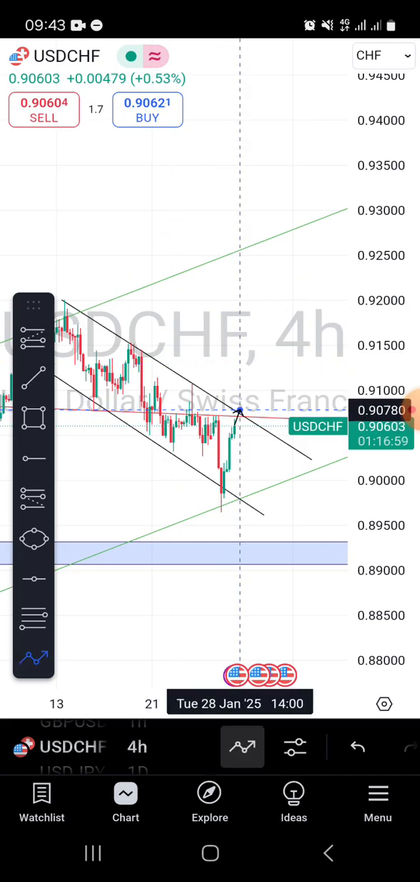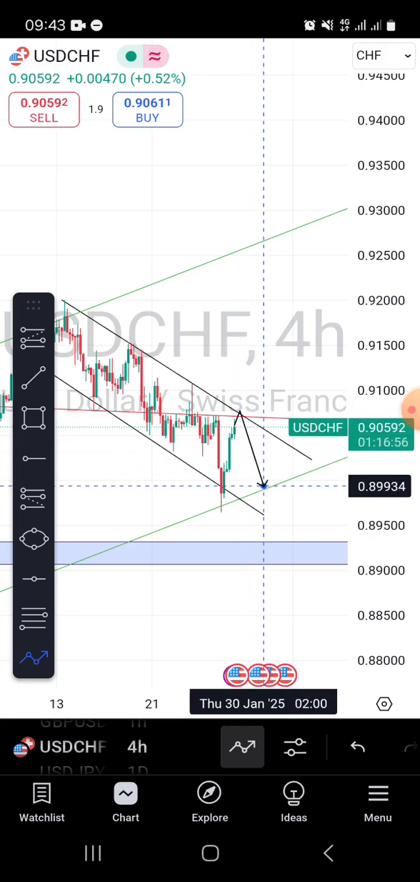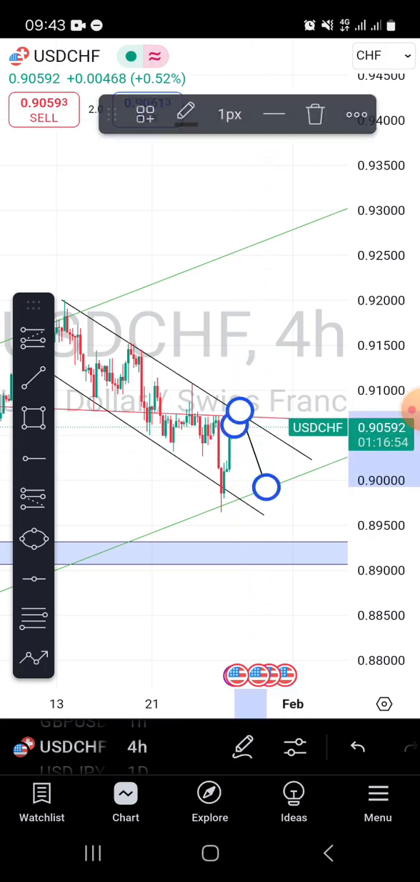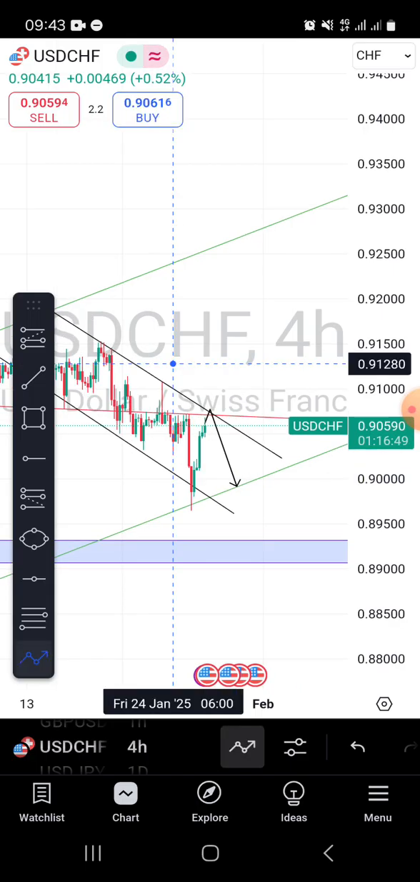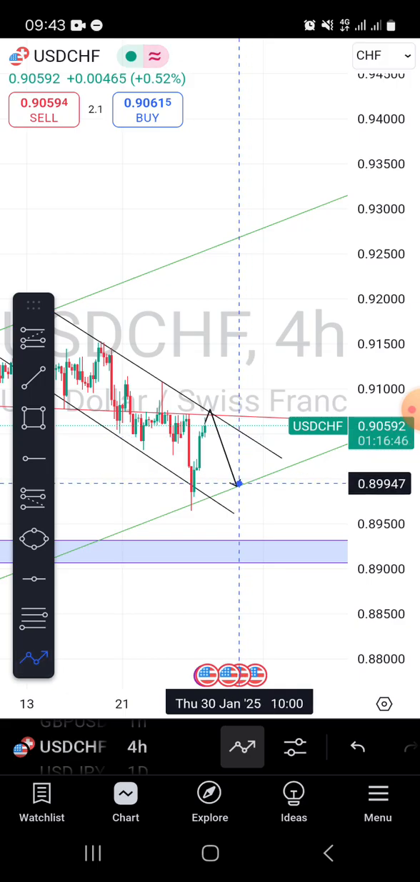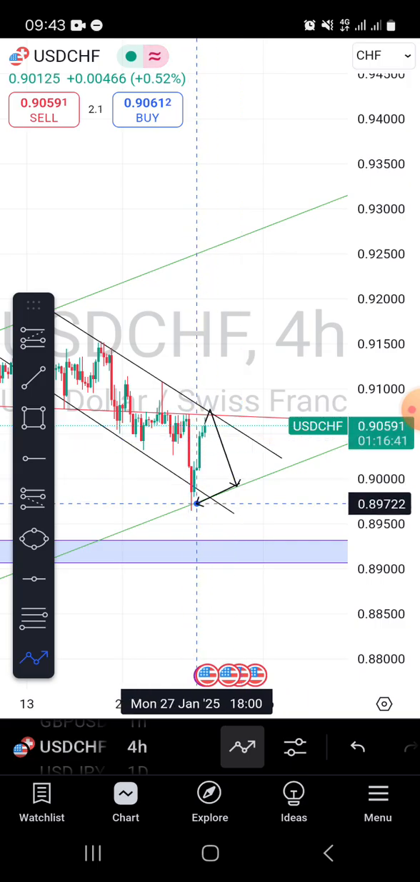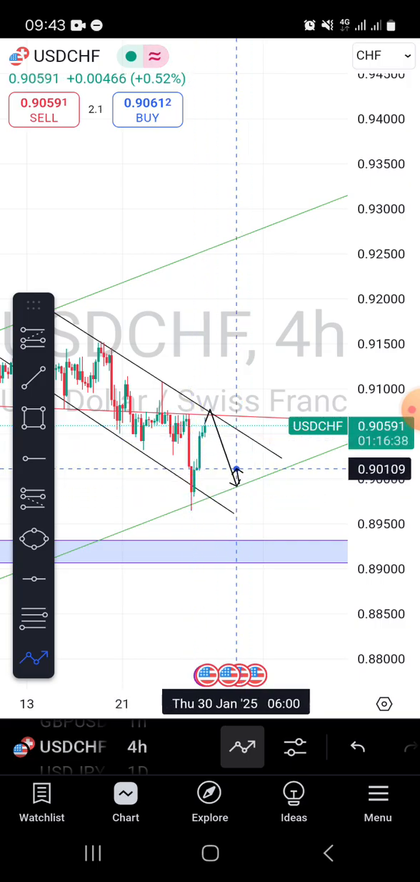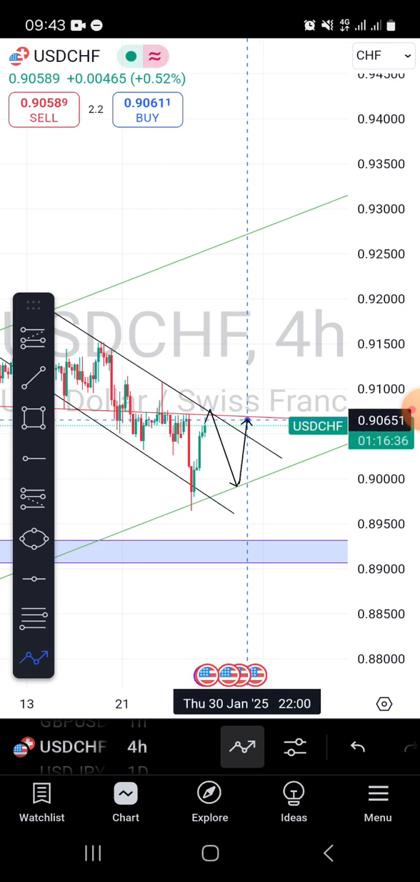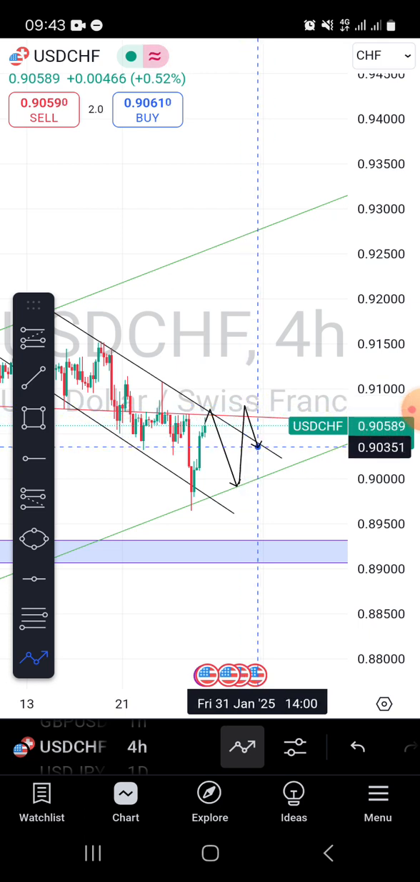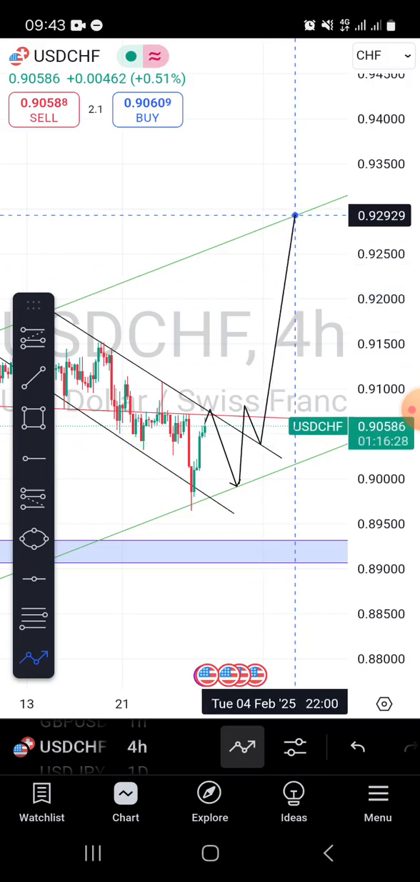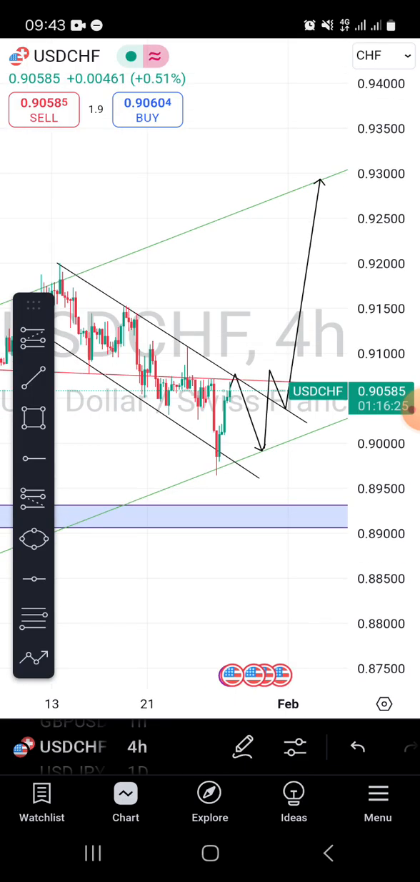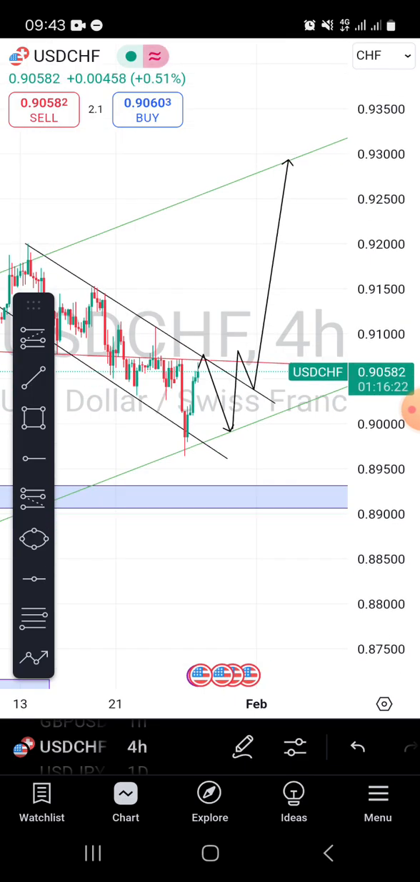If price gets rejected here, then it might sell to this point, giving us a double bottom pattern here on the uptrend line, and then move to break this channel. You already have our double bottom. This is the first bottom, the second bottom, possible. Break this, retest, then move up. Something like this is very possible on USDCHF.